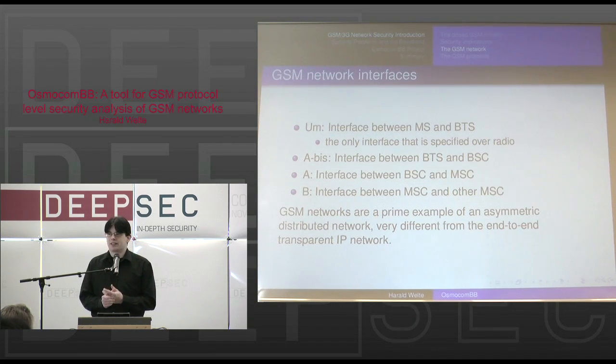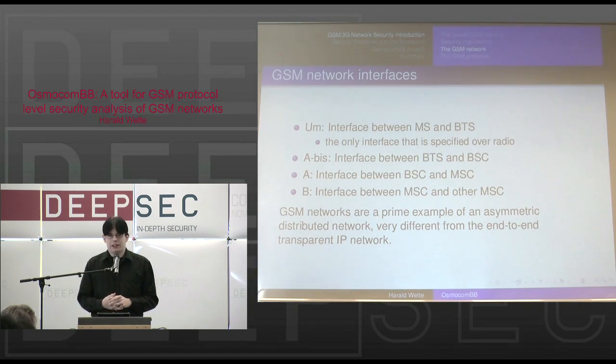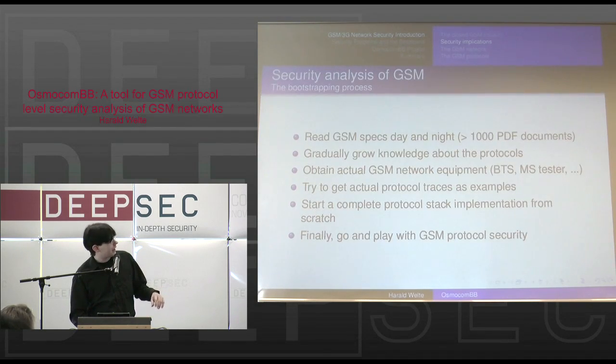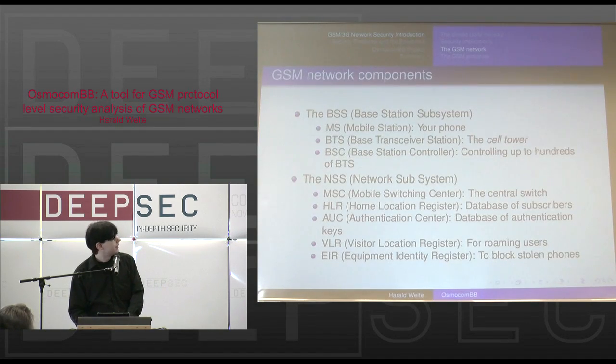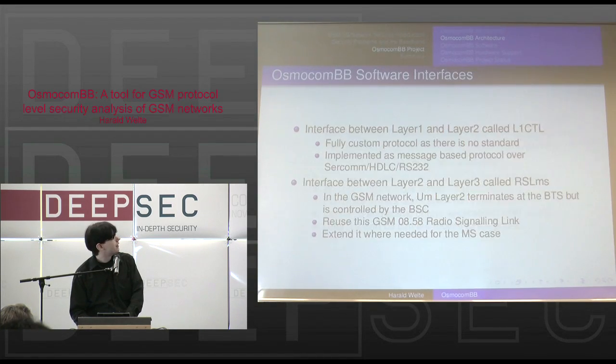And one thing to understand when you talk about GSM is that it is not a symmetric network. It is not a peer-to-peer network. It is not an end-to-end network. It's a very asymmetric, very distributed network where you have different protocol stacks in each of those interfaces. So the protocol stack that you will see here, what's going on here?